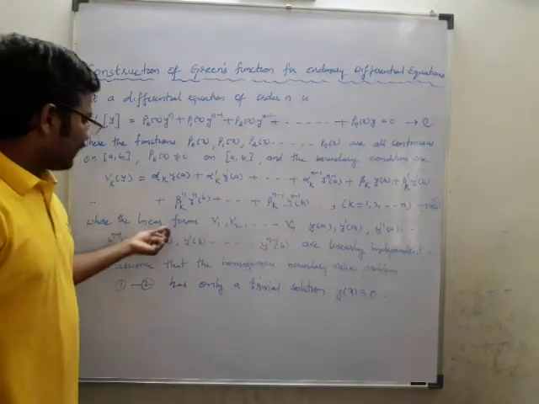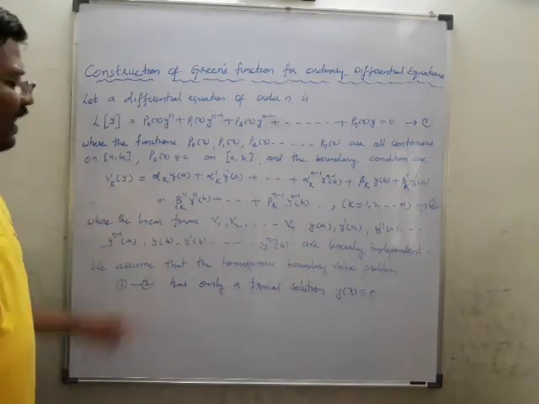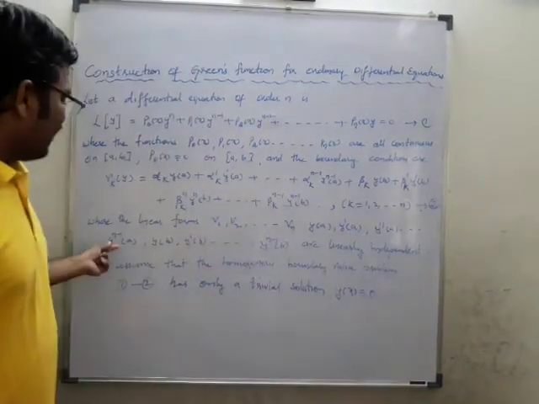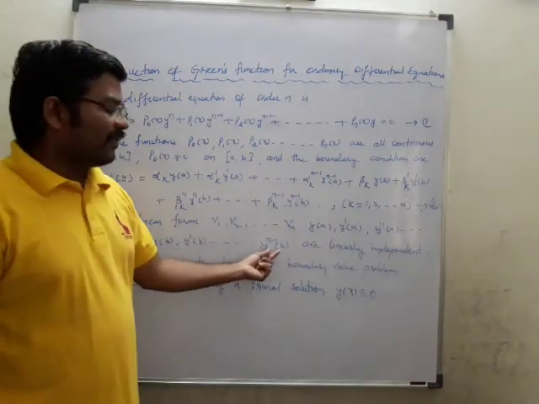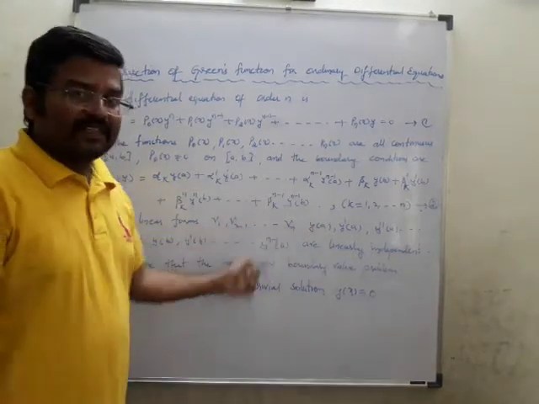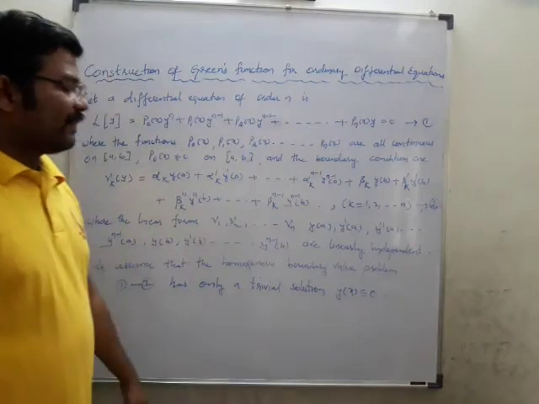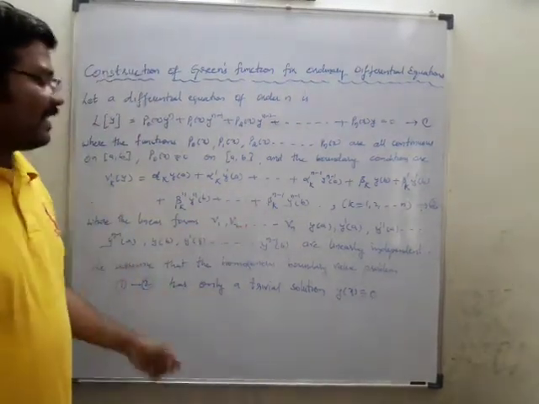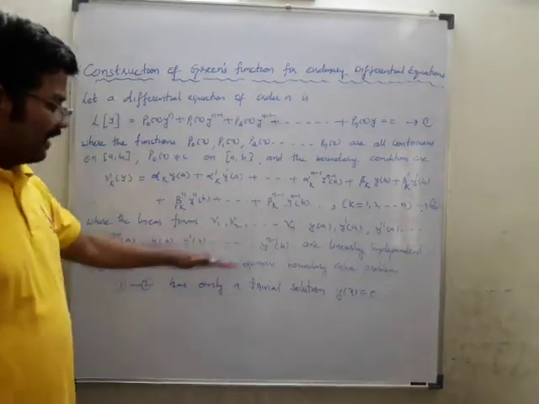These are linear forms, in terms of y of a, y' of a, y'' of a, and y^(n-1) of a, and y of b, y' of b, and so on, y^(n-1) of b. V1, V2 and so on are in the form of these values, y of a and y' of a, like that. So these linear forms are independent, and these are the conditions.